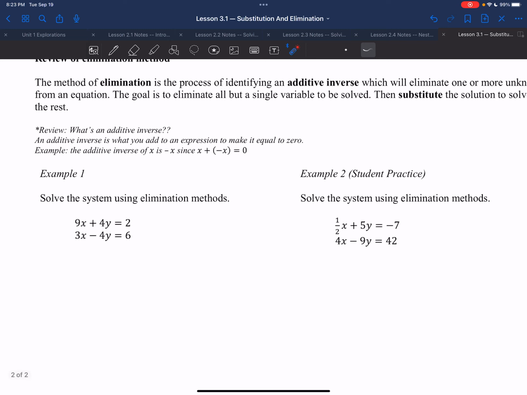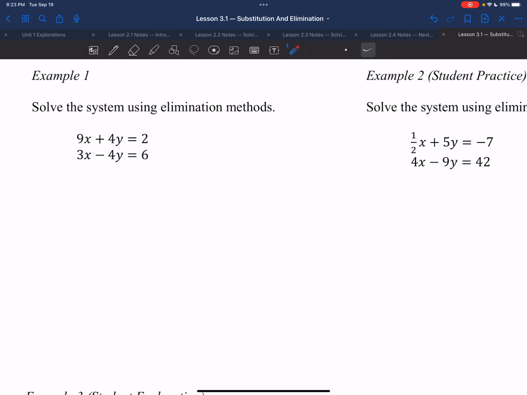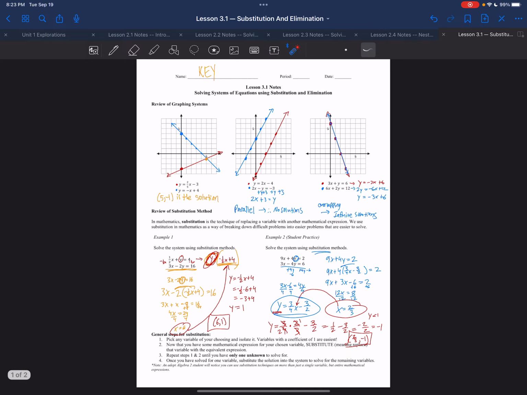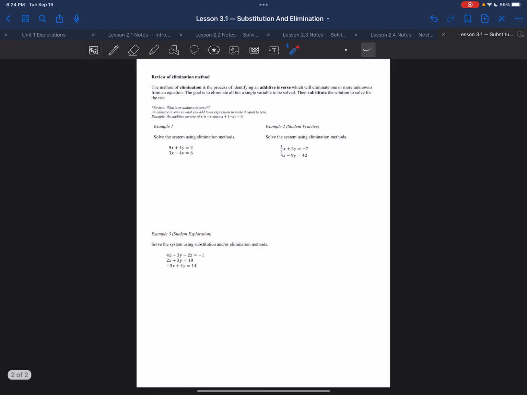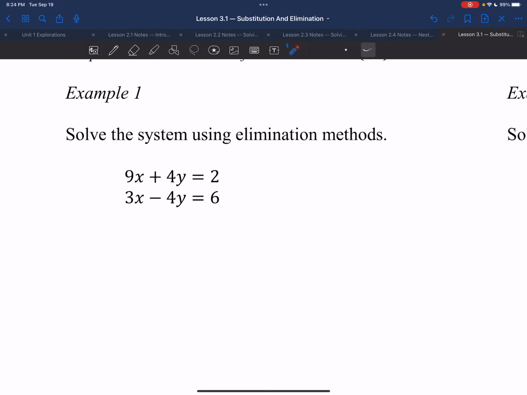So let's look at example 1 here. And you'll notice that example 1 is example 2 from the previous page. Oh my gosh, look at that. We just did this. So we already know the answer, right? But look at how elimination works. And this is what I asked the class.